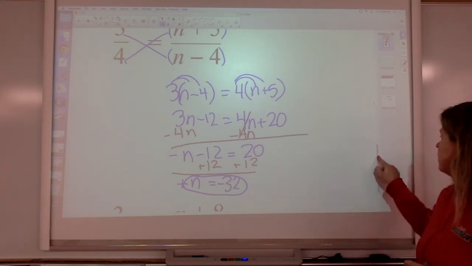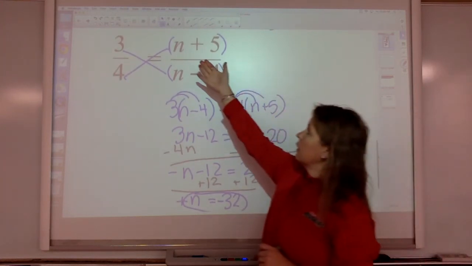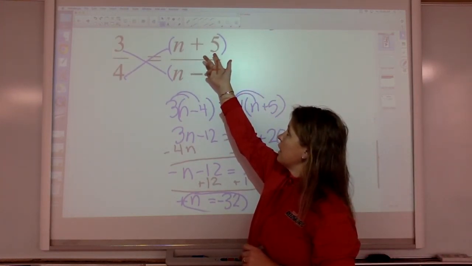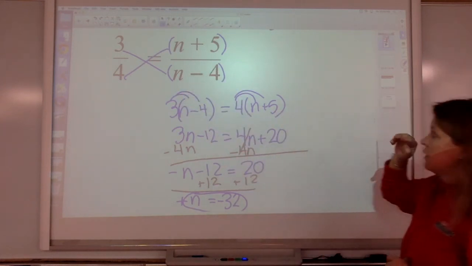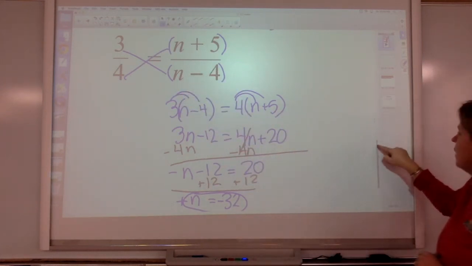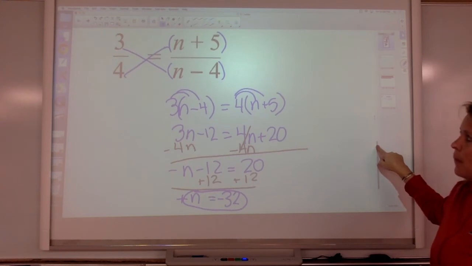You can check your answer on this one if you want. Take the -32 and plug it in up here. -32 plus 5 is -27. -32 minus 4 is -36. A negative divided by a negative is a positive, and you get 3/4. Exactly what you have there.